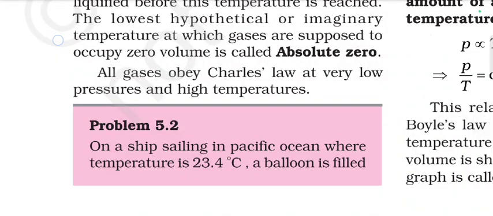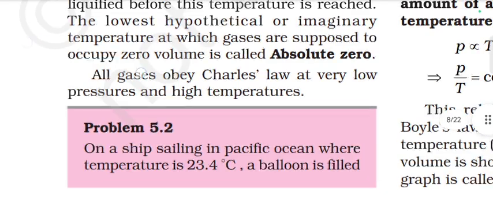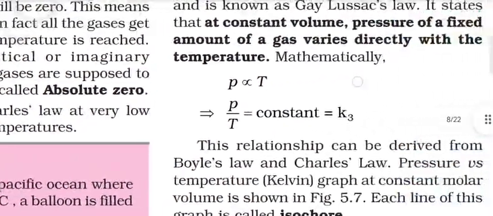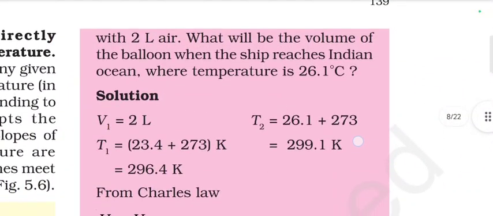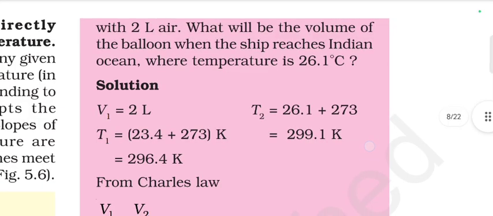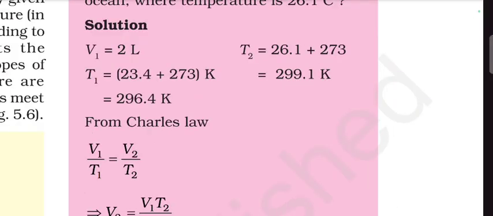Problem 5.2. On a ship sailing in the Pacific Ocean where temperature is 23.4 degrees Celsius, a balloon is filled with 2-liter air. What will be the volume of the balloon when the ship reaches the Indian Ocean where temperature is 26.1 degrees Celsius? So V1 is equal to 2 liter, T1 is equal to 23.4 plus 273 Kelvin, which is equal to 296.4 Kelvin. T2 is equal to 26.1 plus 273, which is equal to 299.1 Kelvin.